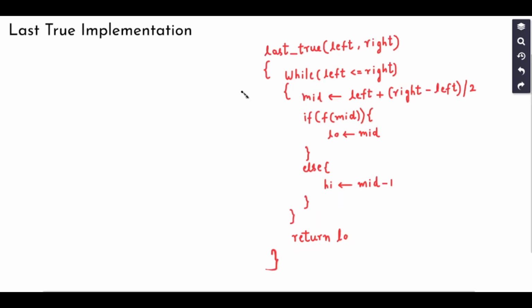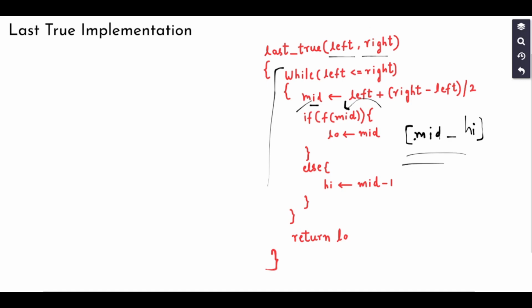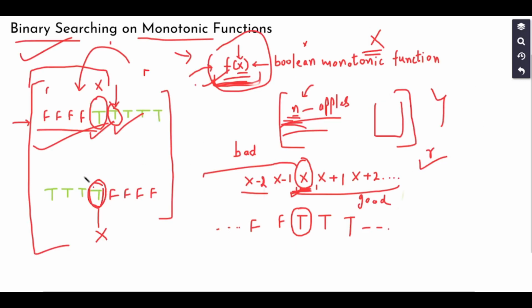So let's see the definition for last true. It is very similar to the first true. We have this search space, we run our while loop, we find the middle element. If this predicate function returns true for that middle element, that means the answer lies in this mid to high, because I want to find the last true, that is this one. So if I get a true, then that means the last true can be this one, or it may lie to the right of it.